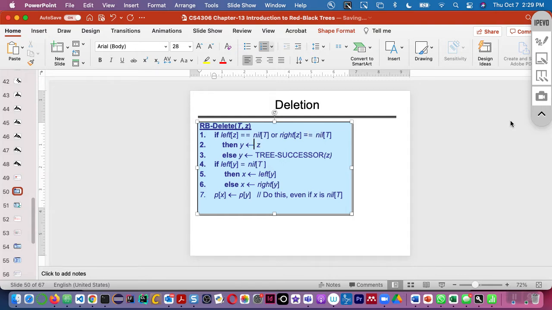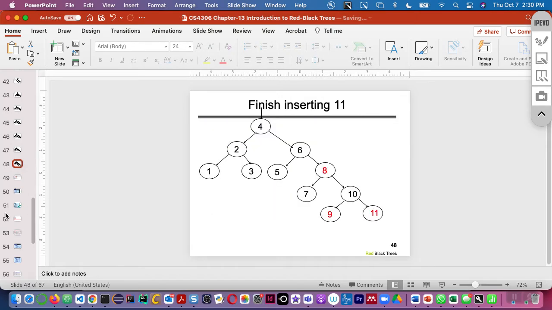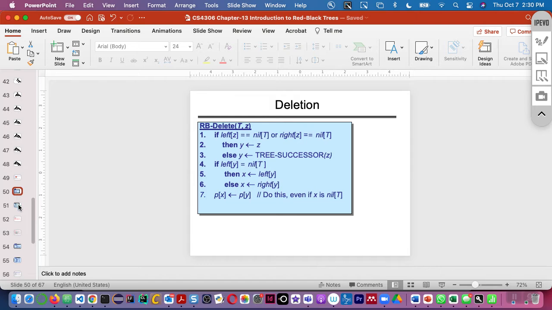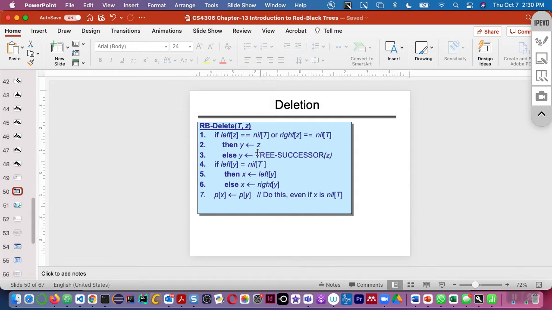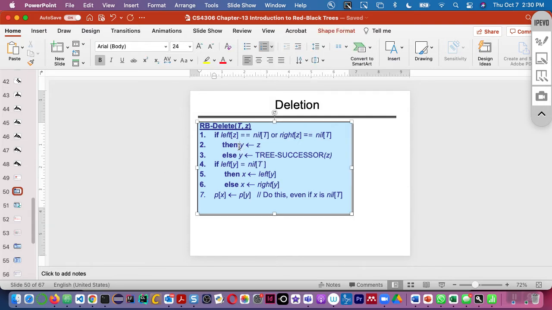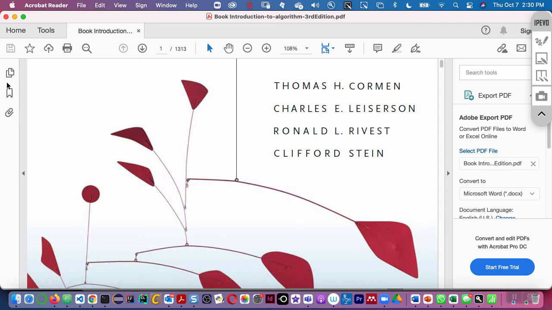Then Y, the color of Y will be, then Y equal to G. I don't see any example over here. Do you see Y here? Okay. Y actually over here is the sibling of G. Y is the sibling of G. Let me see if the book has a picture.